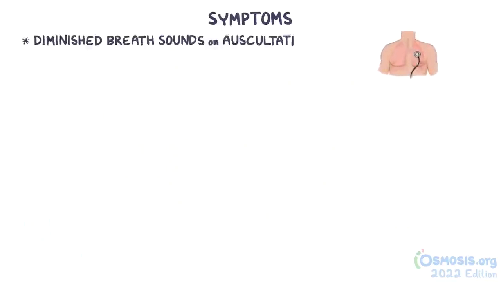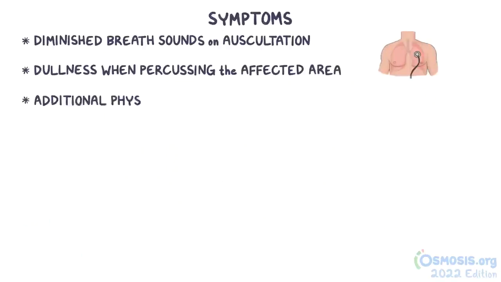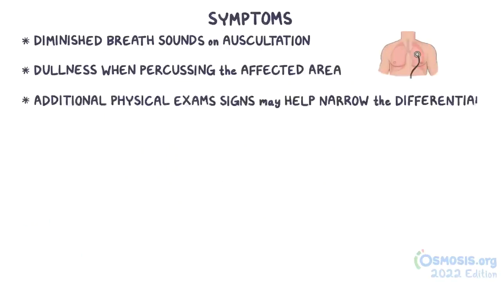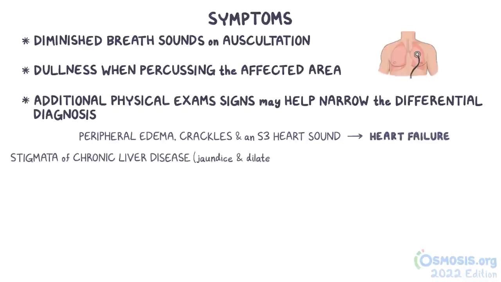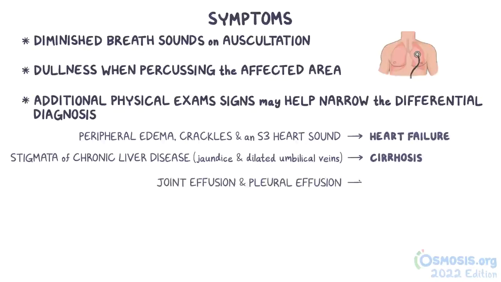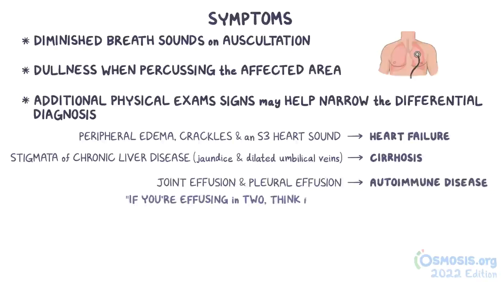Normally, on physical exam, there are diminished breath sounds on auscultation, and dullness when percussing the affected area. Additional physical exam signs that may help narrow the differential diagnosis include peripheral edema, crackles, and an S3 heart sound, which may indicate heart failure. Stigmata of chronic liver disease, like jaundice and dilated umbilical veins, may indicate cirrhosis. A joint effusion, along with a pleural effusion, may indicate an autoimmune disease. Keep in mind, if you're effusing in two, think autoimmune.